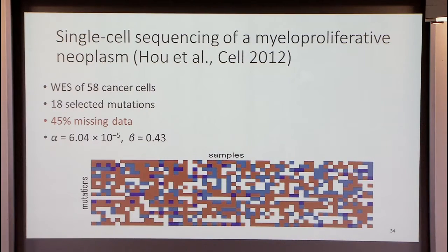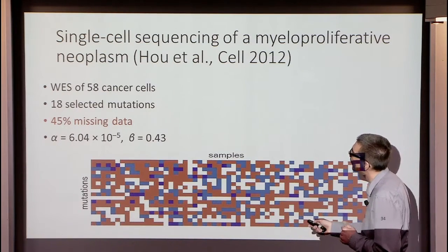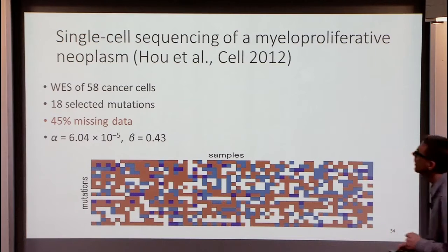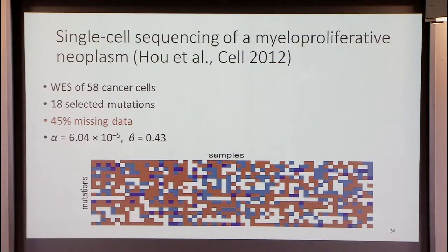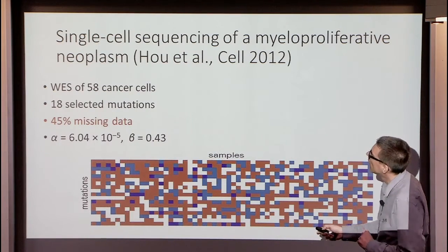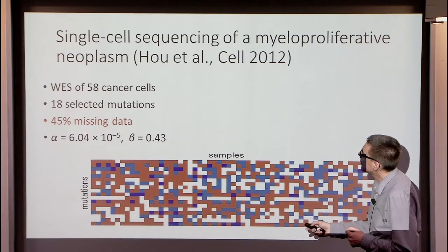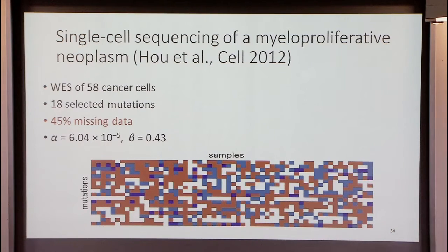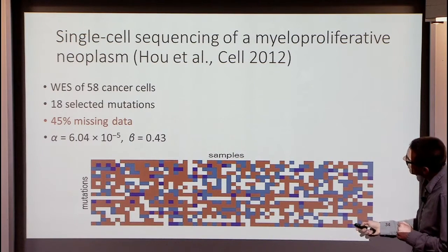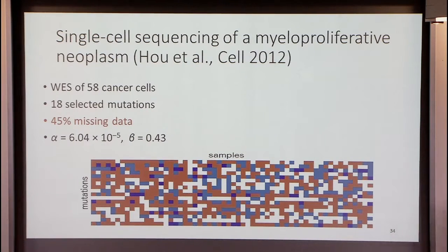So the technology has gotten much better. The data that's generated today has much less missing data. Still has quite a fraction of missing data. In addition, the false positive rate for this data set was estimated also by the authors, and I'm not going into it, to be moderate, right? 6 times 10 to the minus 5. Whereas the false negative rate was again very high, was 0.43 for this particular data set.